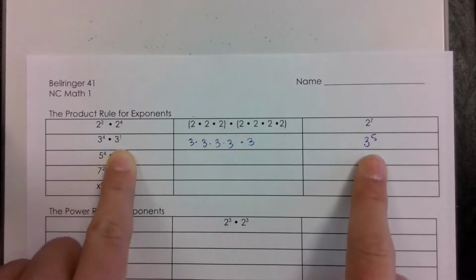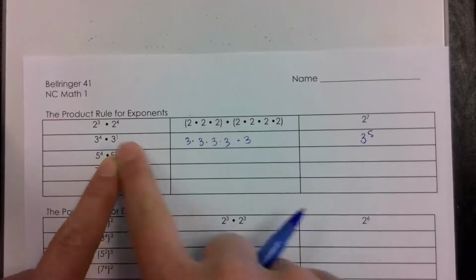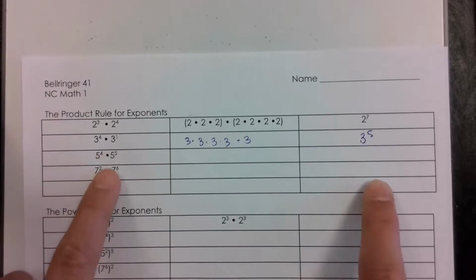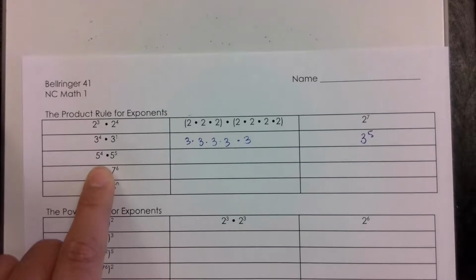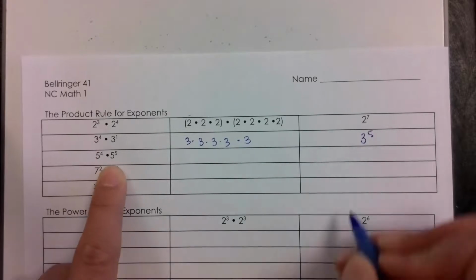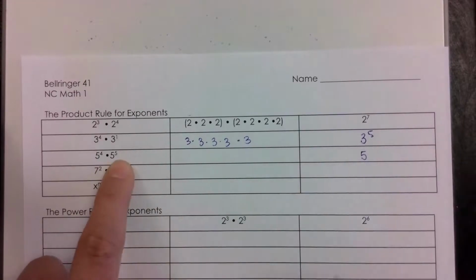Is that okay? Does that make sense? Do you have questions about where any of that came from? Is it alright if we just do the shortcut rules for the rest of these? Okay, so if we have 5 to the fourth times 5 to the fifth, what's that going to be? Add your exponents, so 4 plus 5 gives you 9.